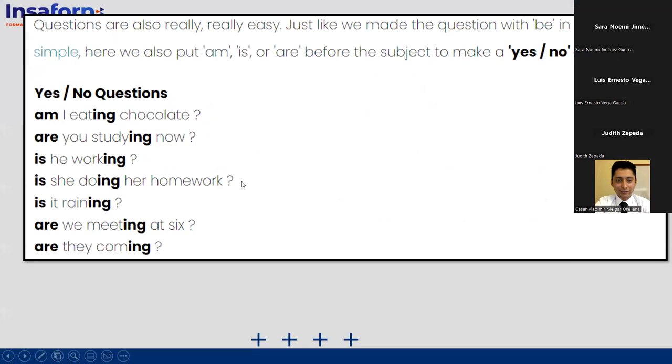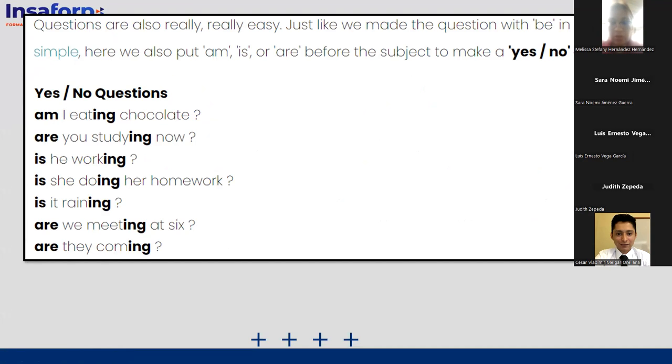Now, for the yes or no questions, we're not going to start with the subject. Para las preguntas no iniciamos con el sujeto, iniciamos con el verbo to be. Para las preguntas de sí o no, right? So, we have the examples in here. Am I eating chocolate? Am I eating chocolate right now? No, right? I am not eating chocolate. Are you studying right now? Yes, you guys are studying right now. Okay. Is he working? No, he's not working.